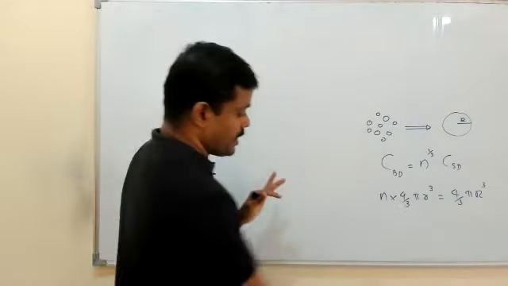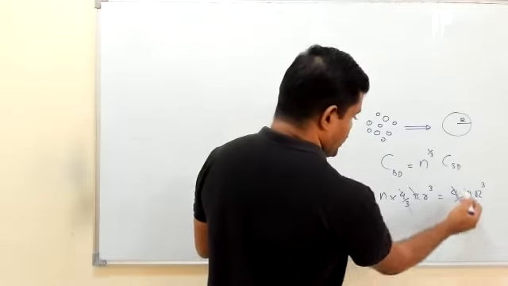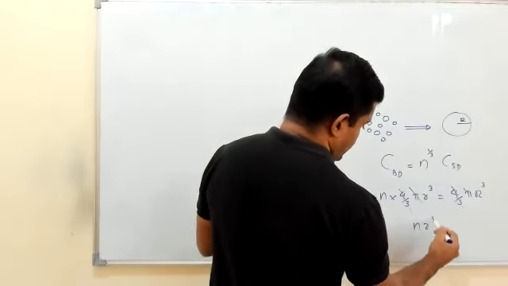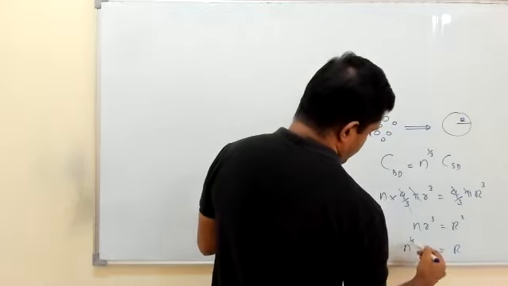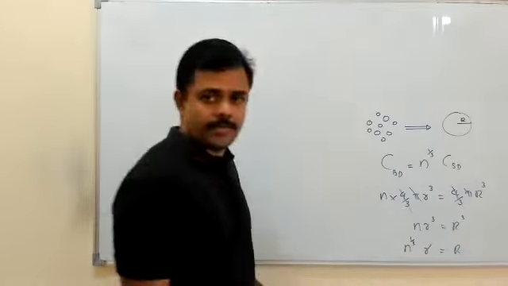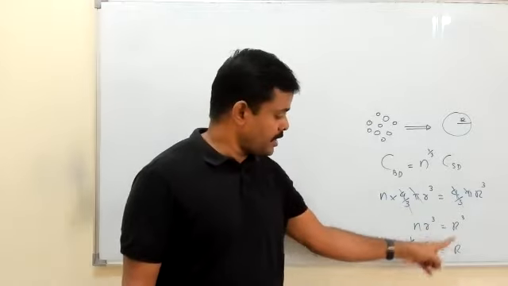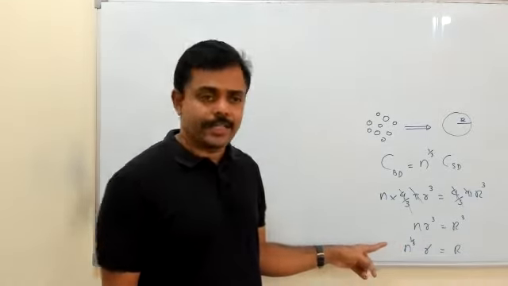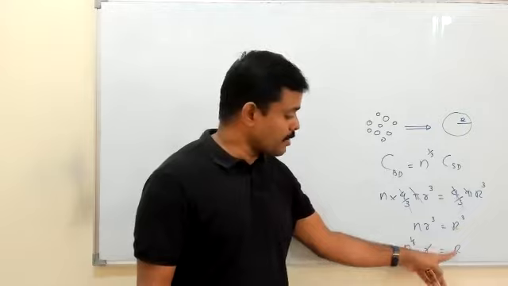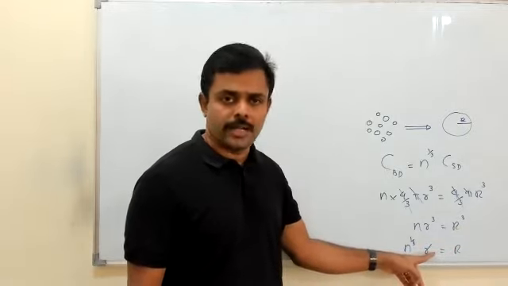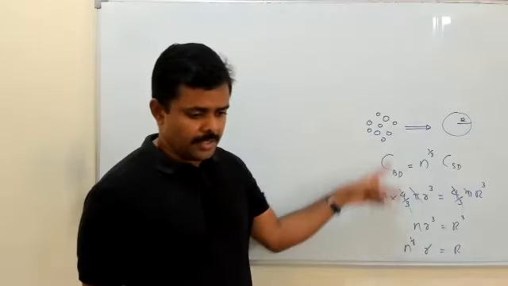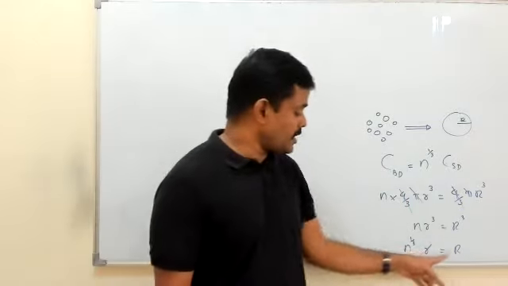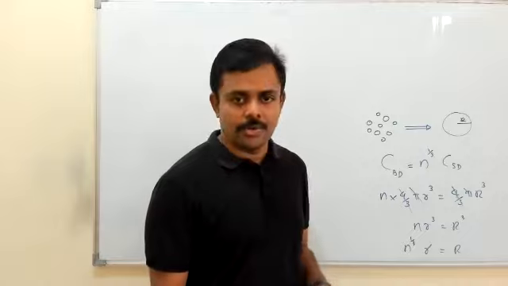Okay, so I can cancel the 4 by 3 and pi, and what do we get? n r cube is equal to R cube, so R will be equal to n raised to 1 by 3 into small r. I take the cube root. Capital R is equal to n raised to 1 by 3 into small r. You could even learn this equation by heart. So just write R is equal to n raised to 1 by 3 into small r.